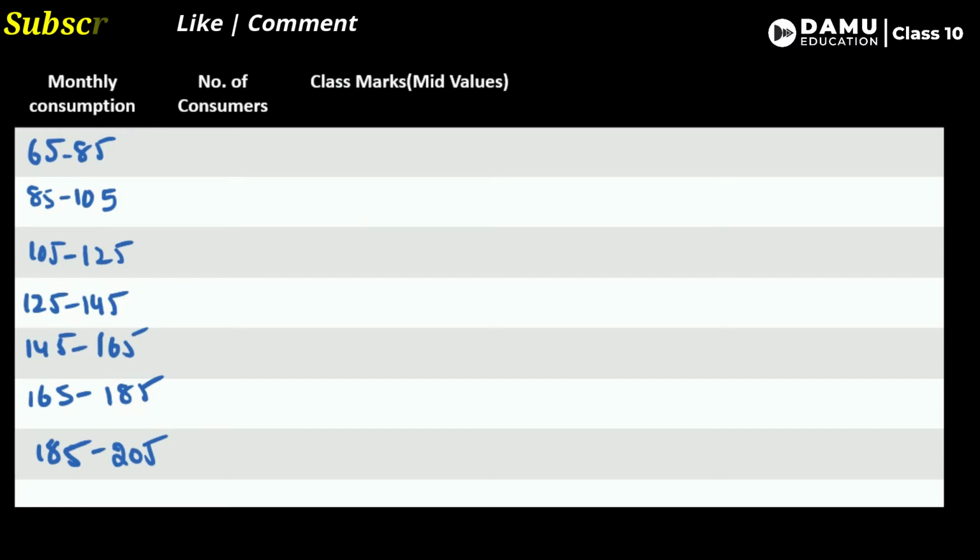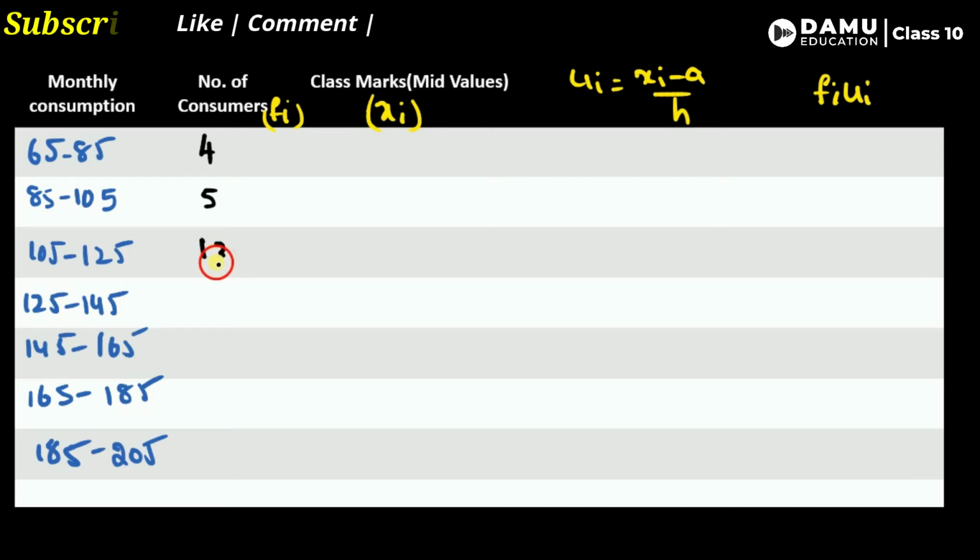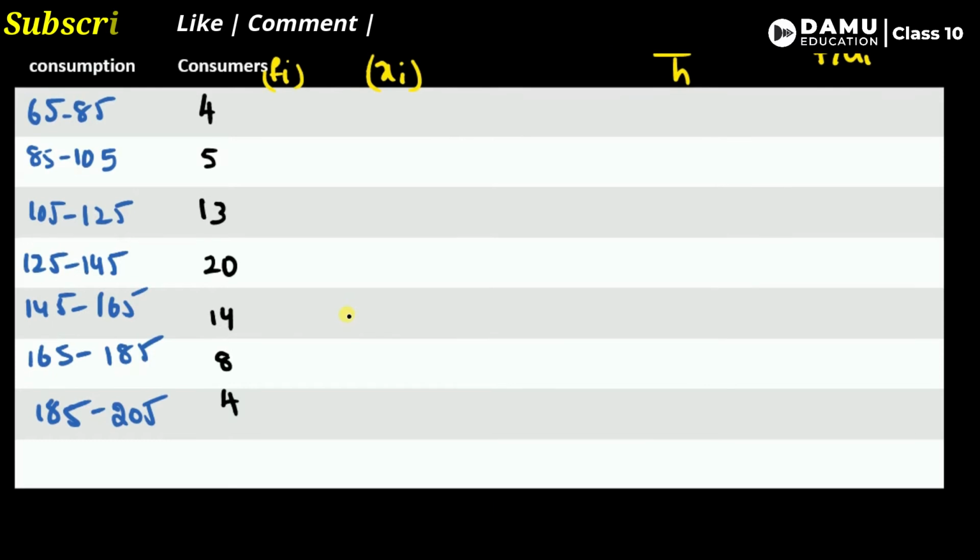Number of consumers, you can take this as fi. The middle value is xi. Then ui is equal to xi minus a by h. Then fi ui. So these are the columns. Let's fill them in. Number of consumers for the first class is 4. Then for 85 to 105 there are 5. Then 13, then 20, then 14, then 8, and again 4.